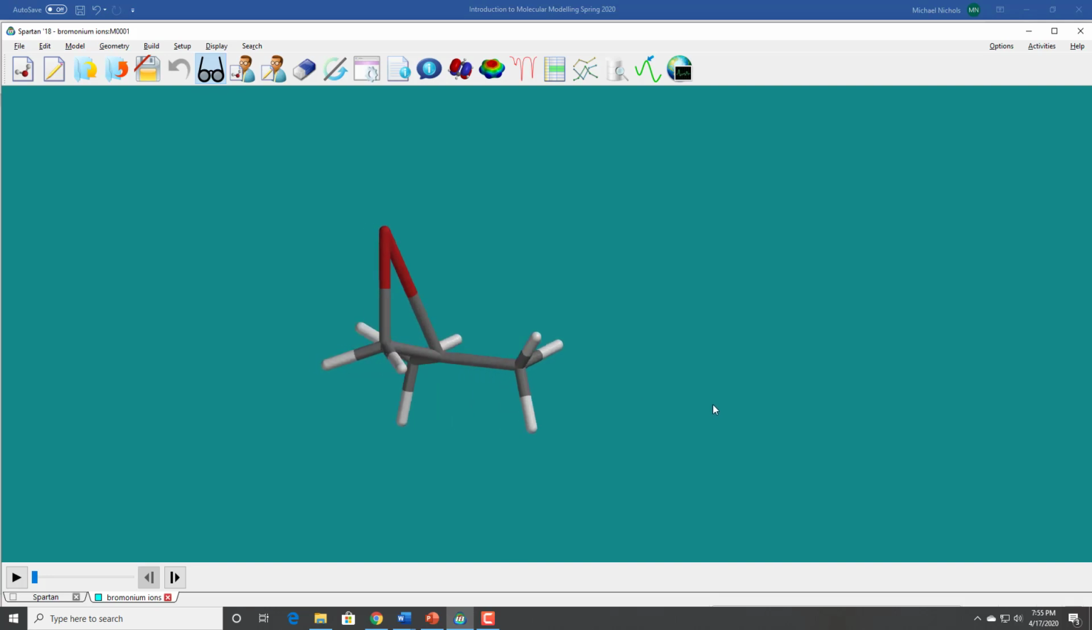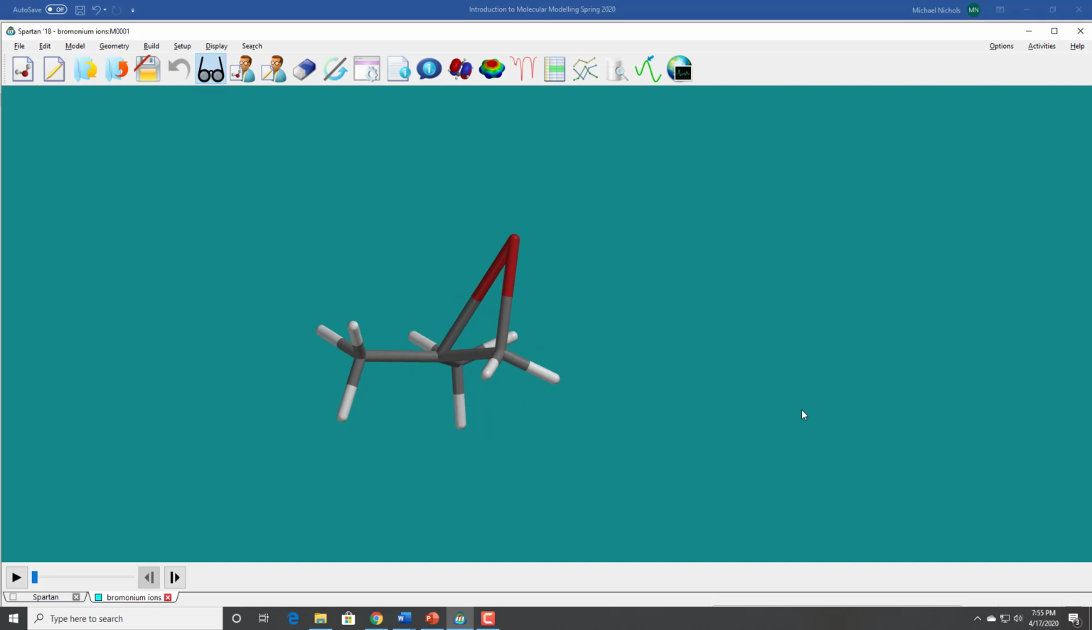Which one is the bromine closer to? The carbon with the 2 hydrogens, or is the bromine closer to the carbon with the 2 methyl groups? What are those geometries? We did not draw bromonium ions like that in lecture. But that is probably closer to what the true structure really looked like.